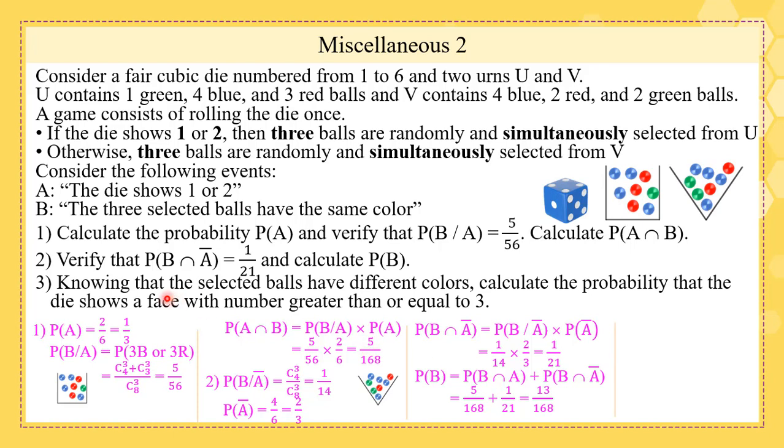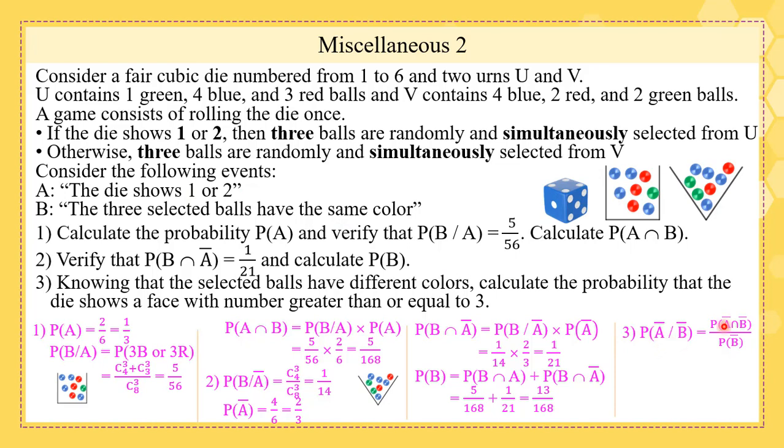Now the last part: knowing that the selected balls have different colors, calculate the probability that the die shows a face with number greater than or equal to 3. This is also conditional probability. Pay attention because we have "knowing that," and this is going to be translated into the probability of A bar given B bar. Let's see why. What do we mean by the selected balls have different colors? It means this is the complement of same color, so this would be B bar. And a number greater than or equal to 3 means that the die doesn't show 1 or 2.